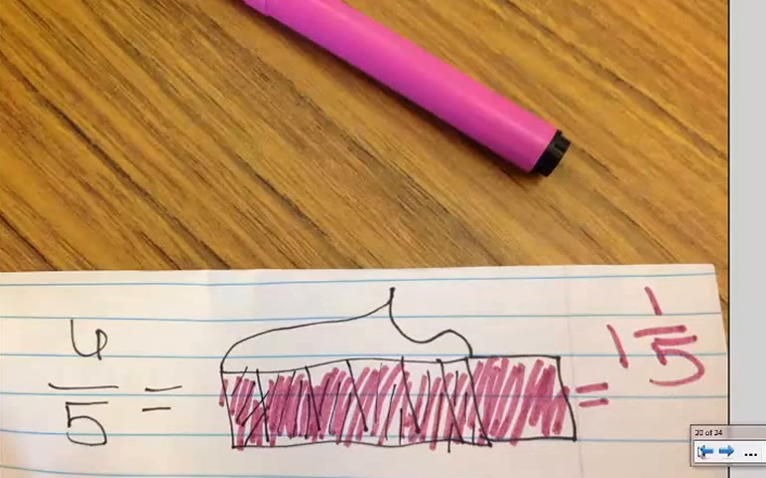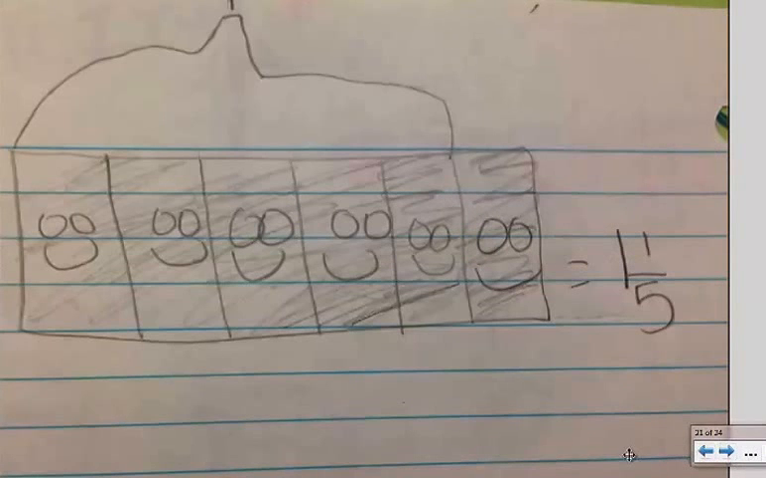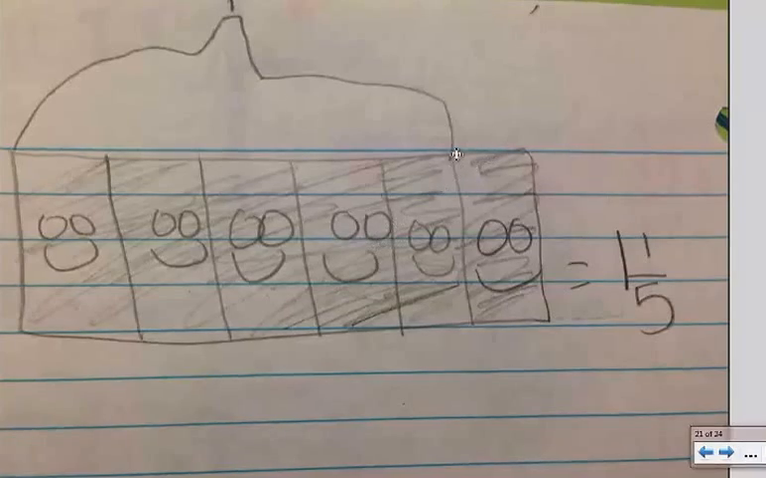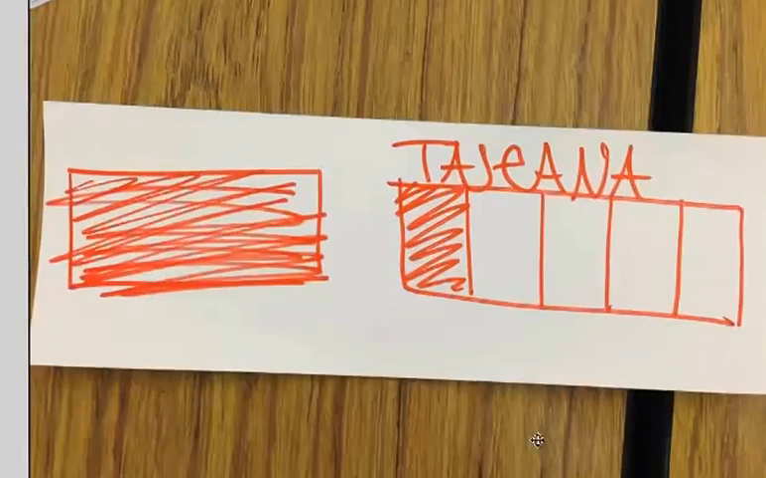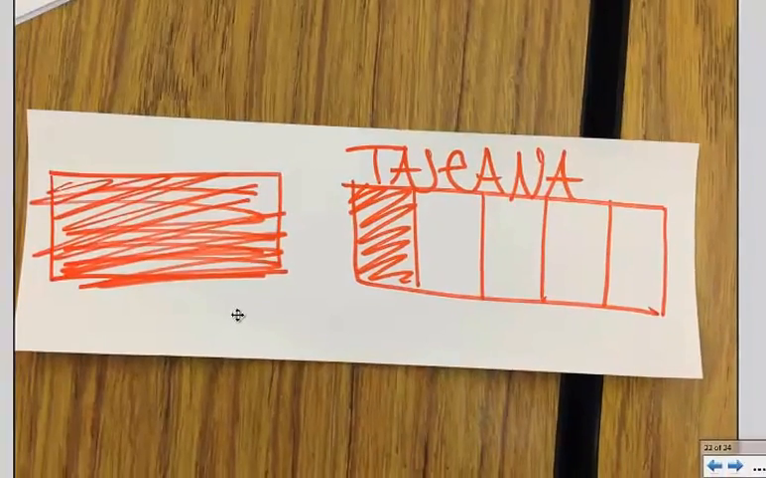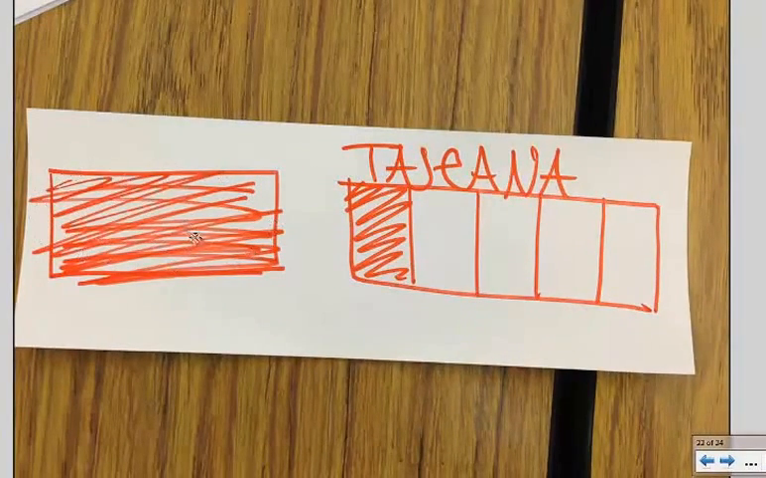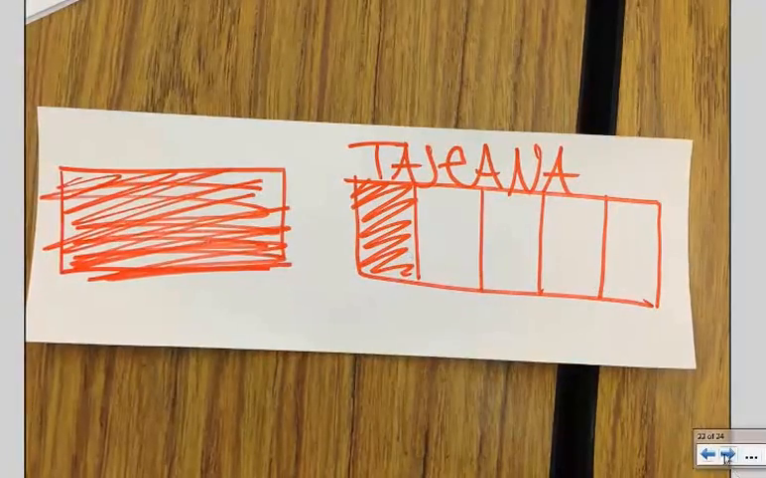6/5 is the same as 1 1/5. This student does a very similar way where they line it up, and again, they're showing that these 5 out of 5 represent 1. Very well done. Here, we don't even need to partition the whole. This whole could just be 1, and I have 1/5 more out of 5.